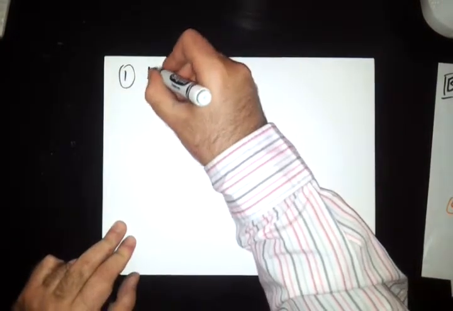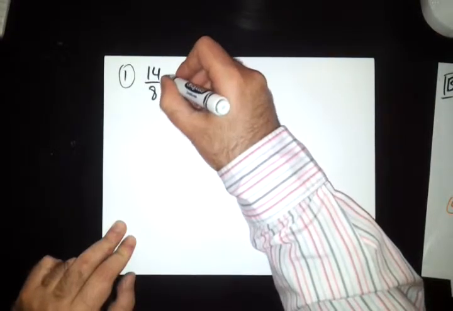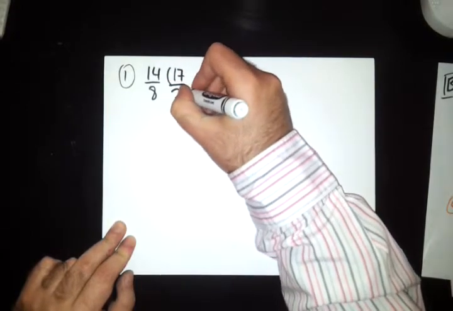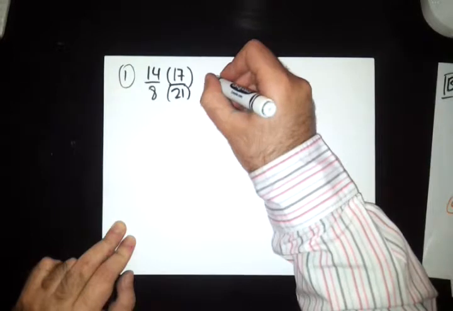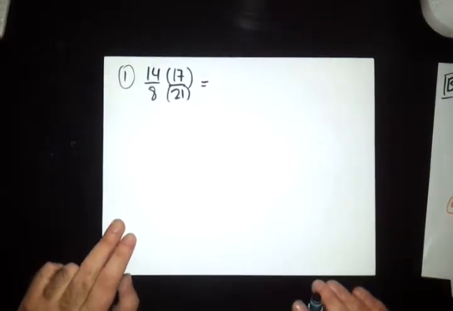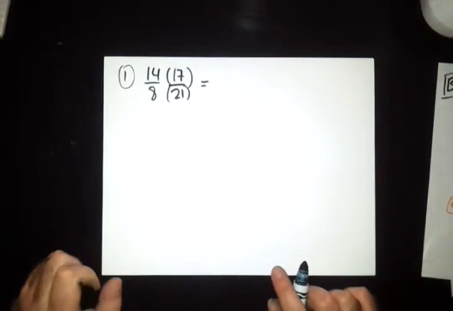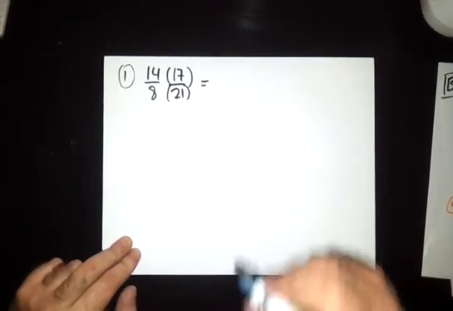We have 14 over 8 times 17 over 21. Like that. So whenever I have two fractions like this, before I multiply, I try to simplify, and if there's nothing obvious to simplify, I break everything down to their base factors.